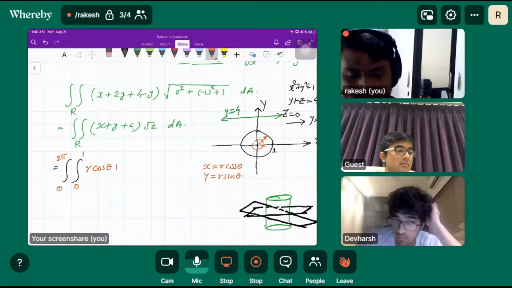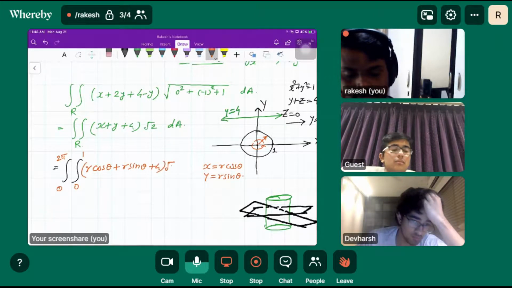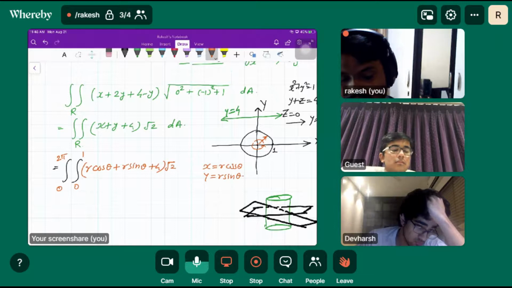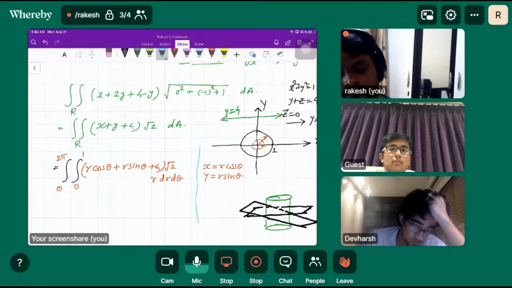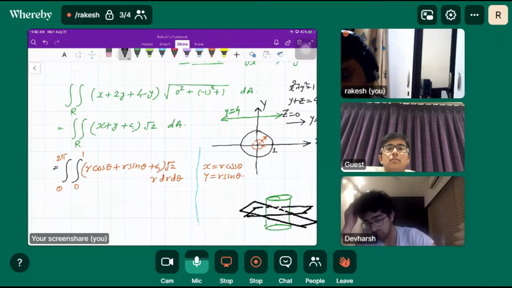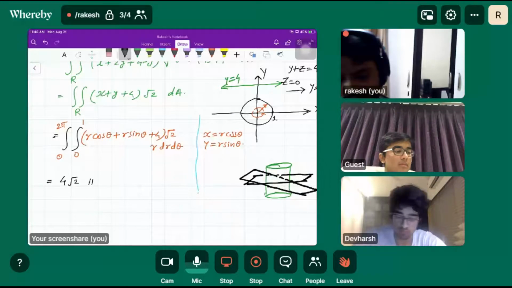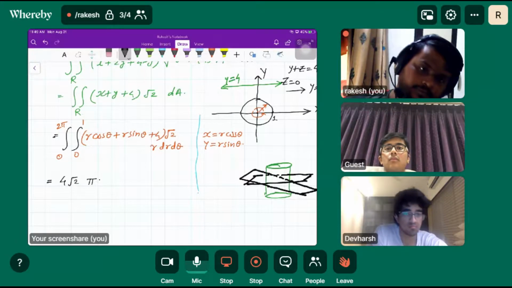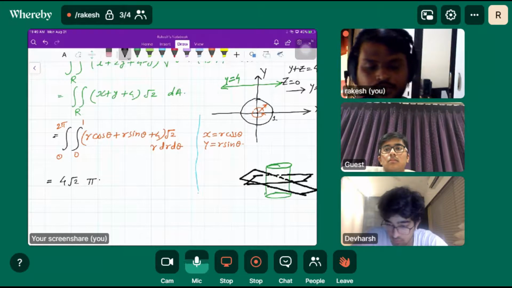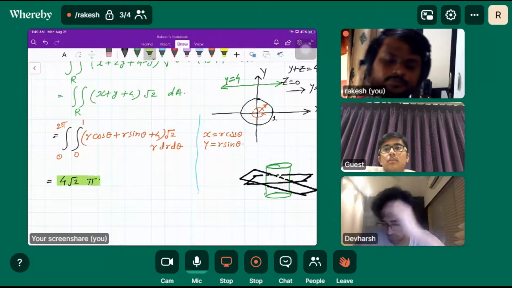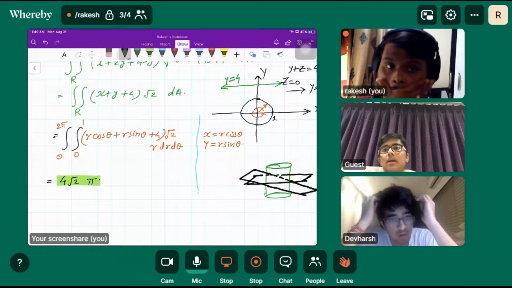The integrand is r cos theta plus r sin theta plus 4 root 2, and dA is r dr d theta. So we can simplify this and our answer would be 4 root 2 pi. What is this? What is 4 root 2 pi? The area under the surface.